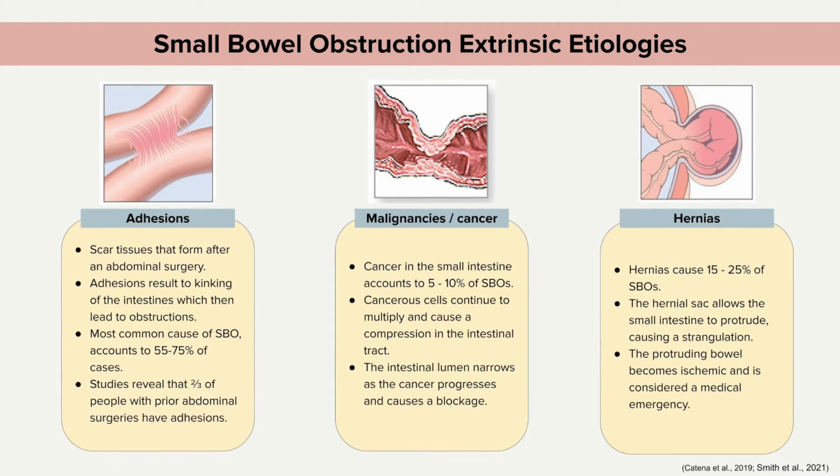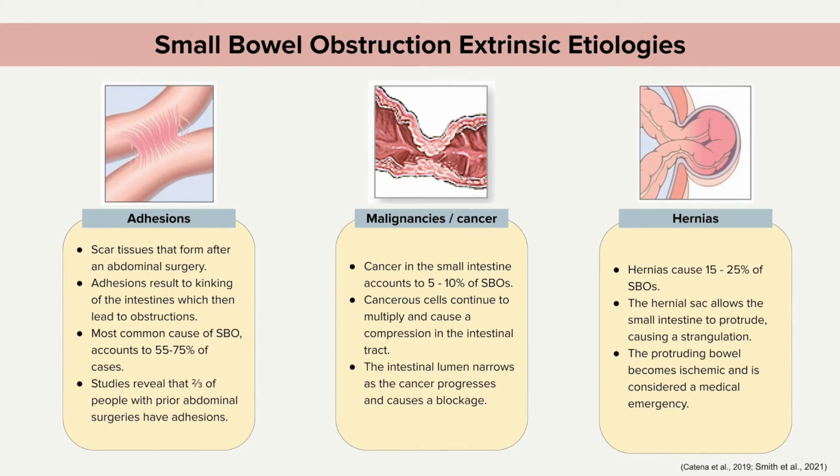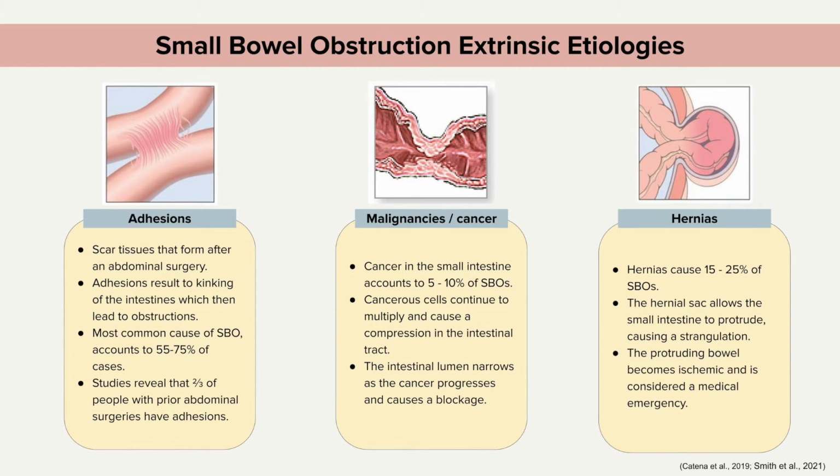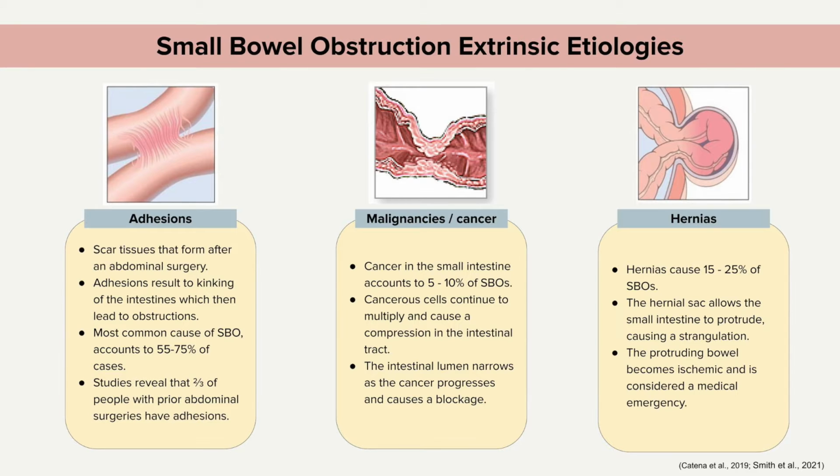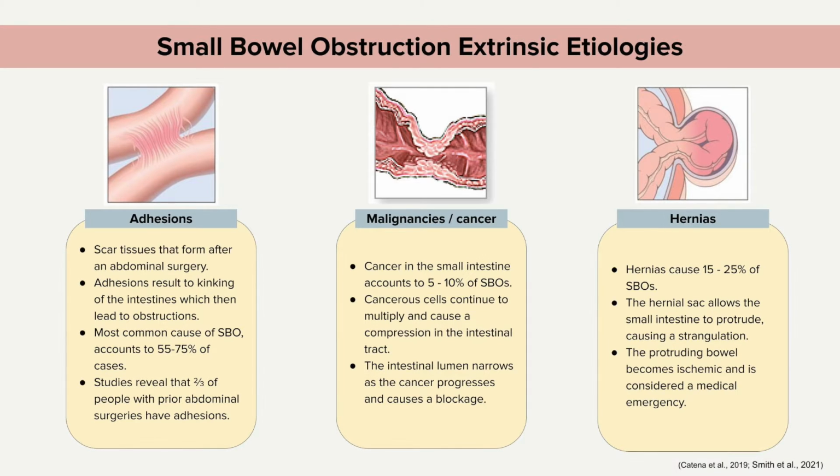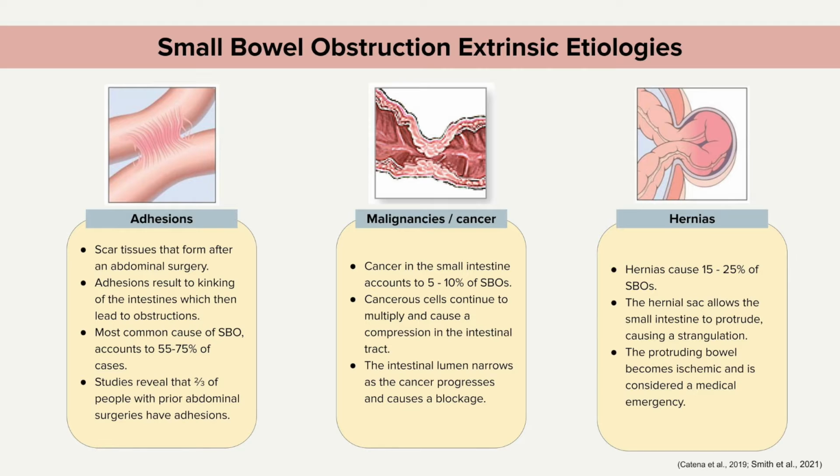Hernias, lastly, produce a sac that allows the bowels to protrude out, and may cause an event called strangulation. This can obstruct blood flow and can cause that part of the bowel to become ischemic. So no blood flow is going in, and eventually it'll become non-functional. That non-functional bowel causes the obstruction because nothing can pass through it. It can result in life-threatening complications such as septic shock.